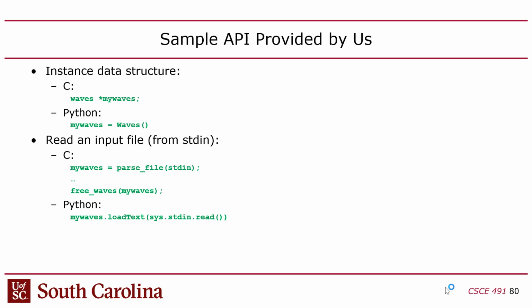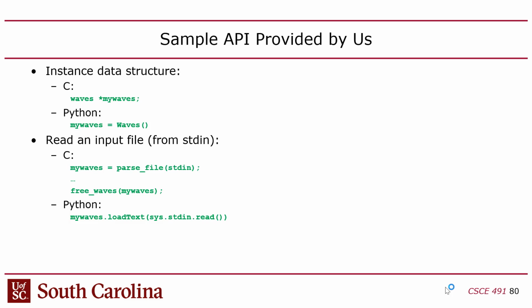Okay, so then we also provide an API for you to use. You don't have to use it. But we have a C and a Python API. So if you're writing in C, we have a type called waves that is meant to be the handle to the waves, right? So you declare a wave pointer, which I called myWaves. In Python, you do the same thing, except you use the Pythonic way of doing it, which is say myWaves equals waves, like you're calling the constructor for it. I don't like that syntax, but that's how Python does it.